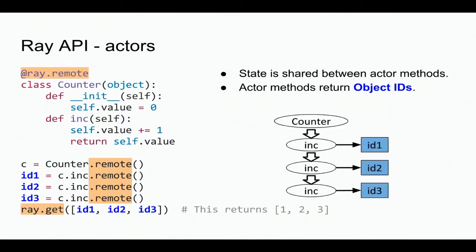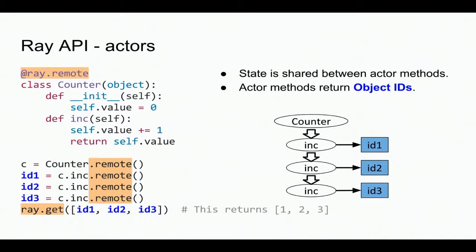So the computation graph for this pattern looks something like this. We have four methods or tasks being run and three objects being produced. The four methods are the three increment method calls, and then the first one is the constructor for the actor process.